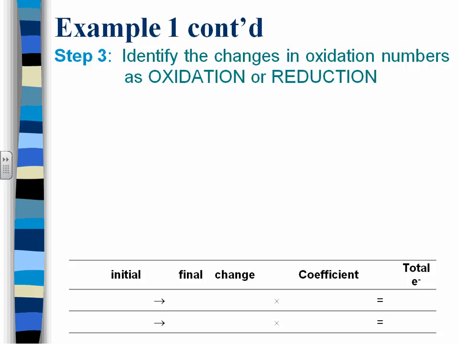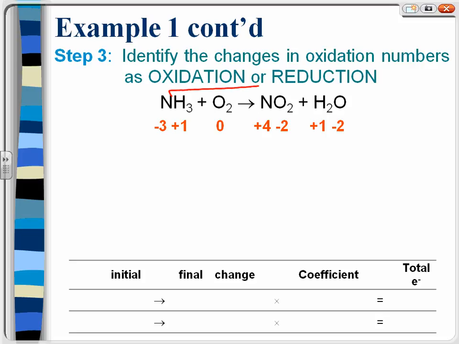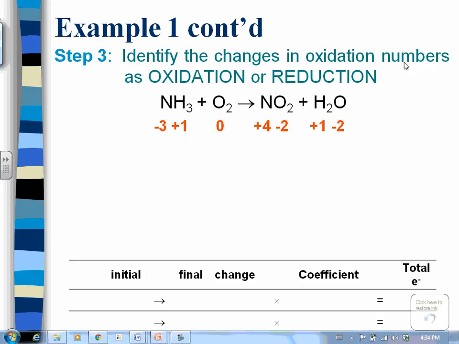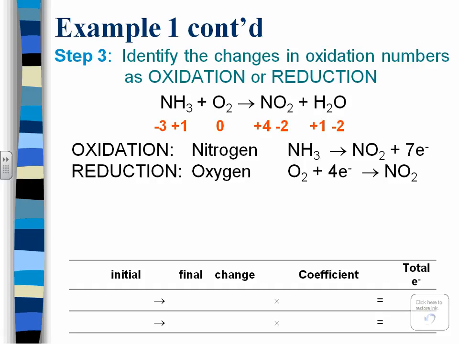So now I'm going to identify the changes in oxidation numbers as oxidation or reduction. Again, here's my reaction, here are my oxidation numbers, nothing really new there. But I can see that my nitrogen is changing from -3 up to +4, and my oxygen is changing from 0 to -2. So what happens? My nitrogen is being oxidized, so NH3 becomes NO2, and I end up with 7 electrons that are lost. My oxygen's getting reduced, and it's going to gain 4 electrons to form the 2- charge in NO2.